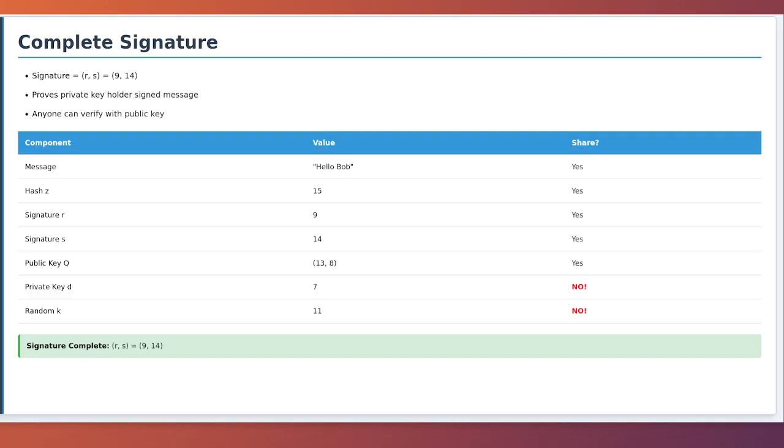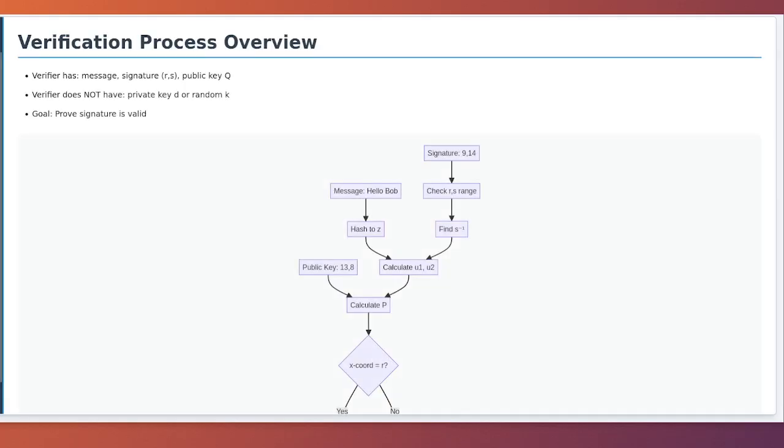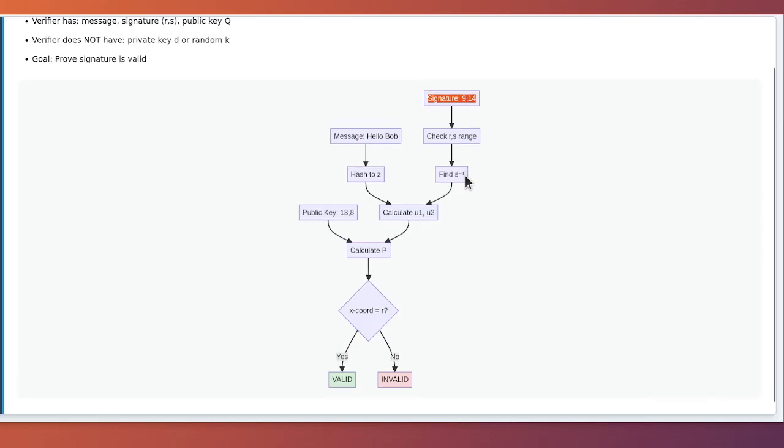They only need the message, the signature, and our public key to verify that the signature is valid. Verification overview. Now let us switch roles and become the verifier. Someone has sent us a message, a signature, and a public key. Our job is to verify mathematically that the signature is genuine.